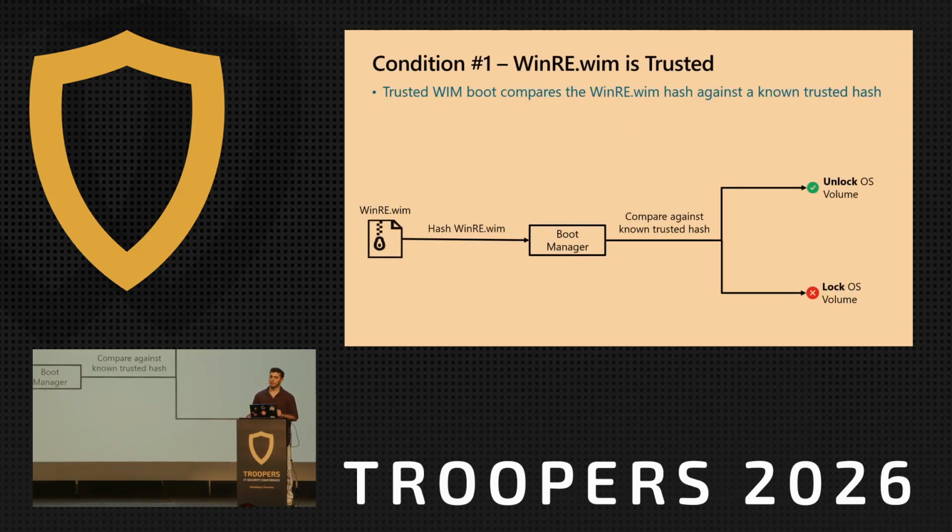To verify the integrity of the WinRE WIM file, a feature called trusted WinBoot is used. It computes the hash of the loaded WinRE WIM and compares it against a known trusted hash, so a simple hash comparison. Any modification to the offline WinRE WIM after the hash has already been saved will cause a loss of trust, and it means that a BitLocker key will not be released for that untrusted WinRE instance. So if the hashes match, the OS volume is unlocked. If they don't match, the OS volume remains locked.